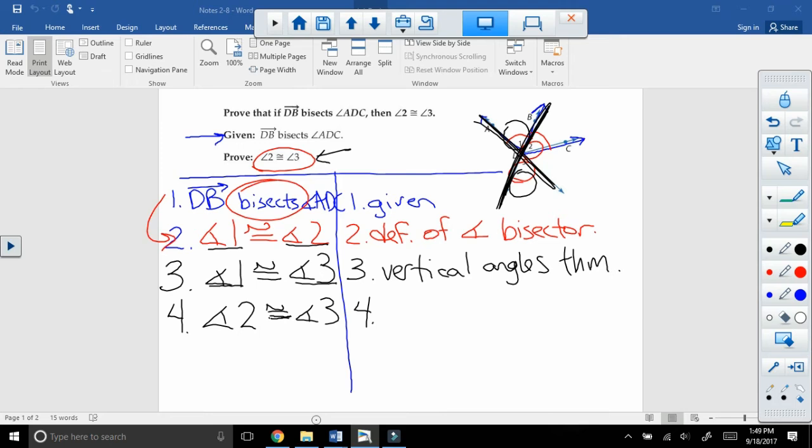This right here really could be one of two reasons, kind of depending on how you look at it. This is probably a better example of the transitive property, where you have one thing congruent to a second thing, that same second thing is congruent to a third thing. So I would write transitive property here.